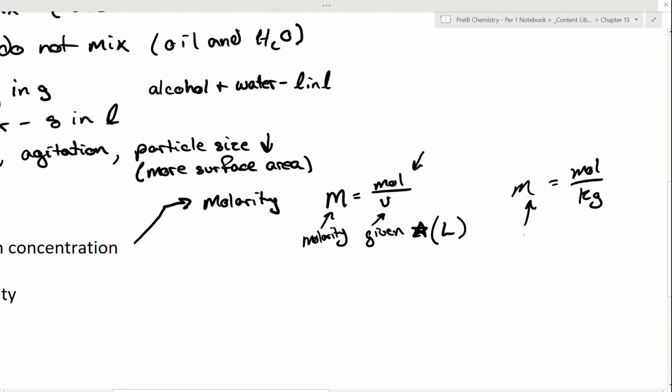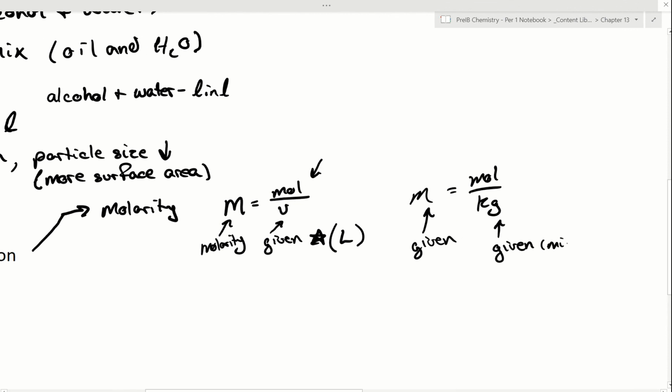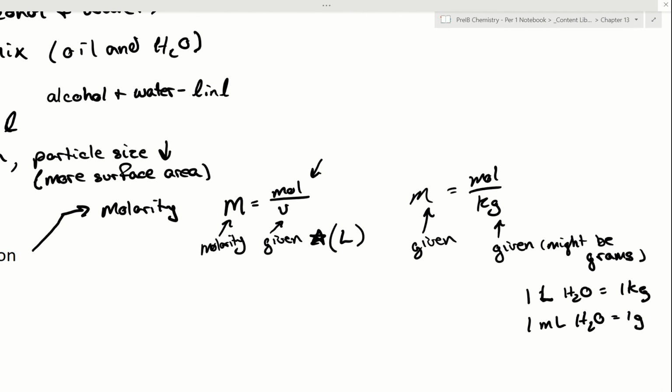Okay, molality will be given. Kilograms will be given, but might be given in grams. So that might be grams. You'll have to convert. Remember that 1 liter of H2O is equal to 1 kilogram, and 1 milliliter of H2O is equal to 1 gram. And that way you can convert if you're given volume. So that's how you would find the moles if you're given kilograms and molality, or volume, liters, and molarity.